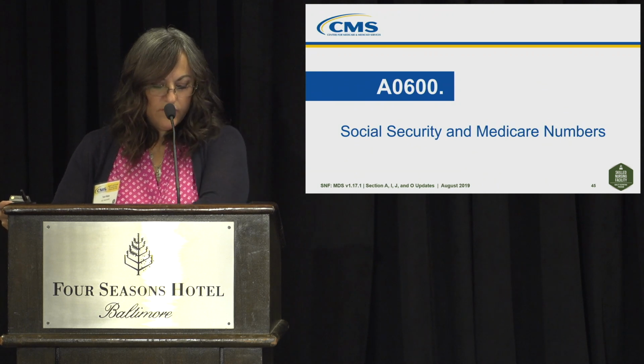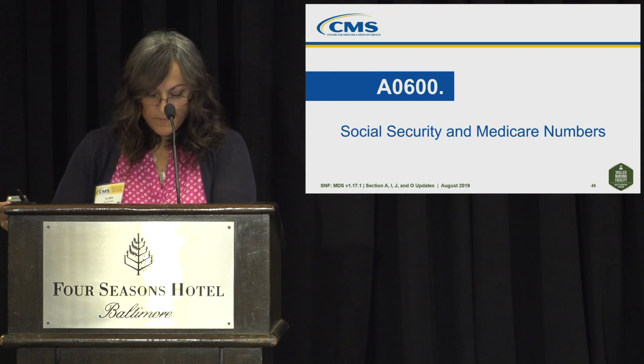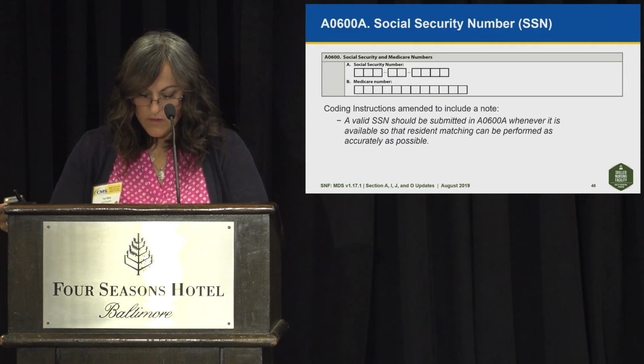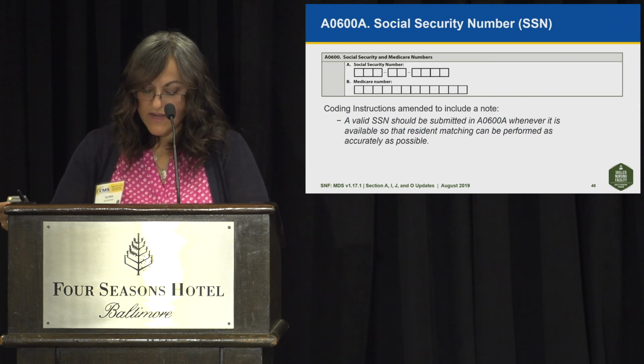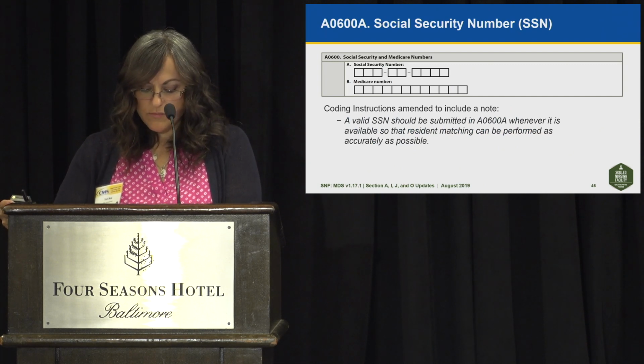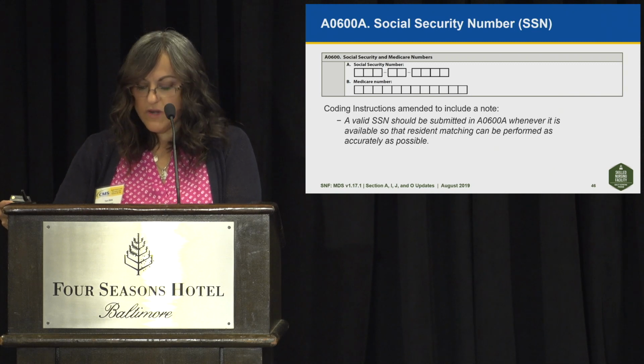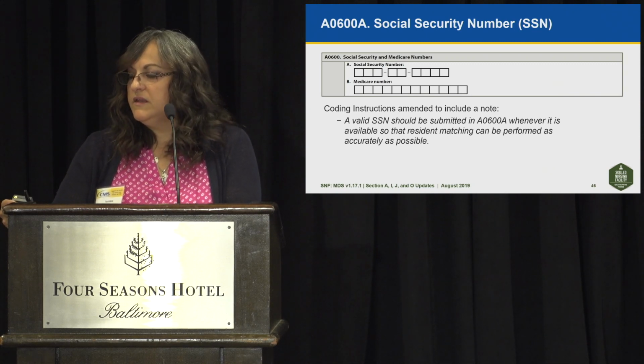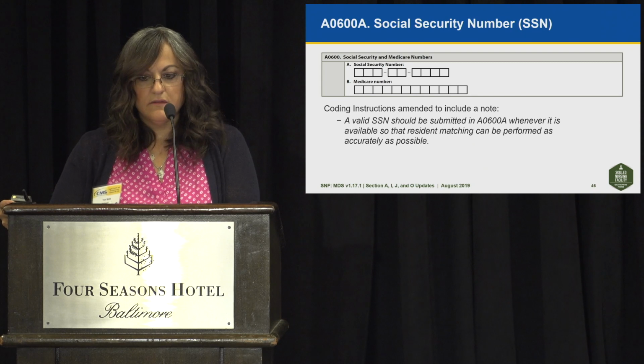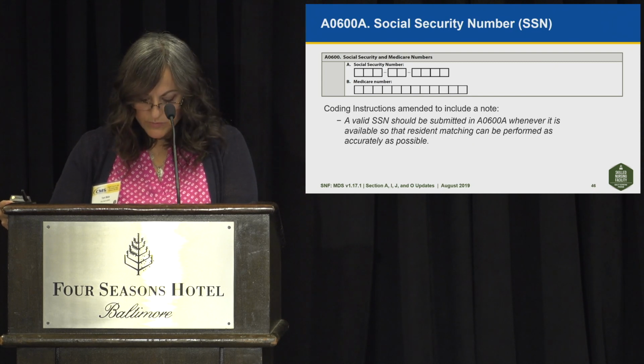Okay, A0600, Social Security and Medicare numbers. There have been a couple of changes here. The update in A0600A is that a valid Social Security number should be submitted in this item whenever it's available. And that's because they need this on the back end for resident matching. So that needs to be as accurate as possible.